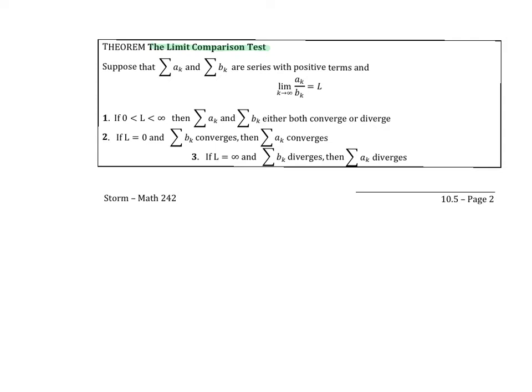So in the limit comparison test, we have our two series, a sub k and b sub k. And we're going to take the limit as k goes to infinity of a sub k over b sub k. We're going to determine convergence by the limit we get. If the limit is between 0 and infinity, then both converge or diverge. If the limit is 0 and b sub k converges, then a sub k converges. If the limit is infinity and b sub k diverges, then a sub k diverges.